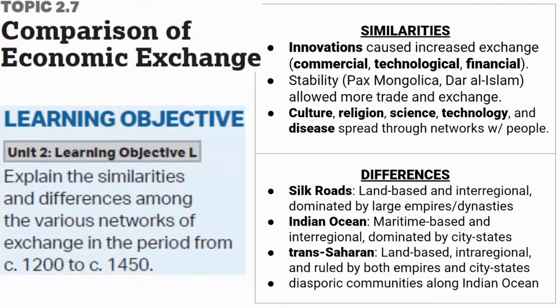And you need to understand that these diaspora communities spread mostly along the Indian Ocean. There were fewer diaspora communities that spread over the land-based empires, but there still would be some Muslim diaspora communities that would spread over land-based, and most of the Jewish ones that spread also spread over land.